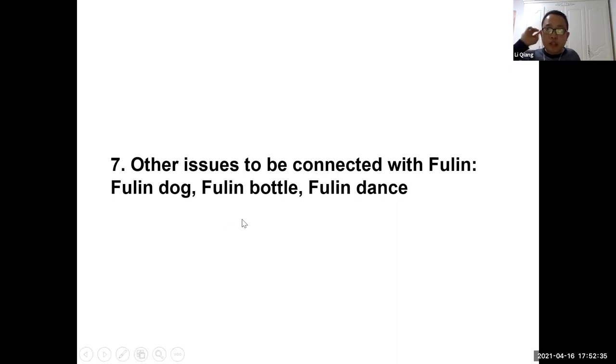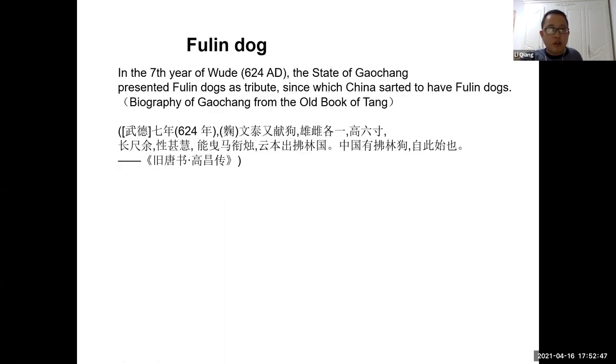So except the image of Fulin, the information of Fulin was mentioned in Chinese sources and the coins were found here. There are other things also called Fulin. This one is the Fulin dog. They mention here that the state of Gaochang, which was located in Xinjiang province, presented Fulin dogs as tribute to China. According to scholars' research, these Fulin dogs could be the Maltese terrier, very small puppy dogs.